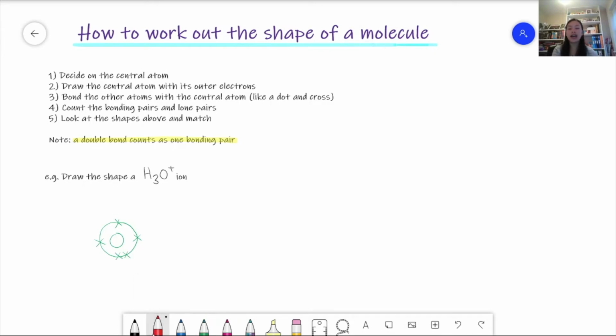And then each hydrogen has 1 electron. So you can see that it's going to be a covalently bonded ion because they're both non-metals. So that means that a hydrogen would be here and it'd share its electron.